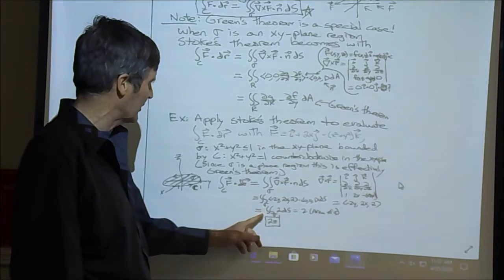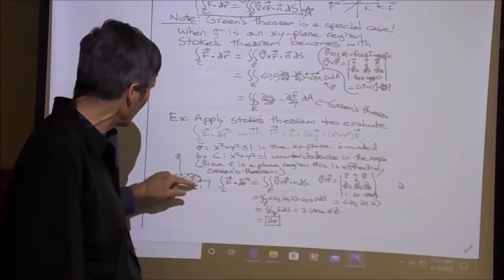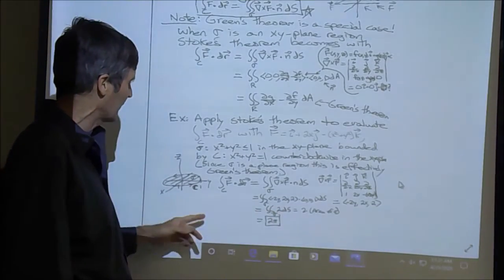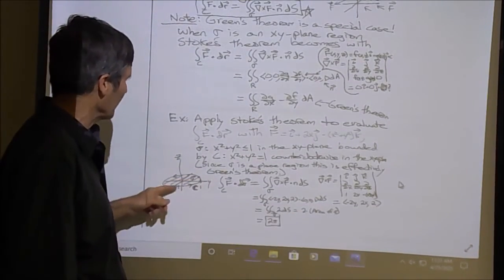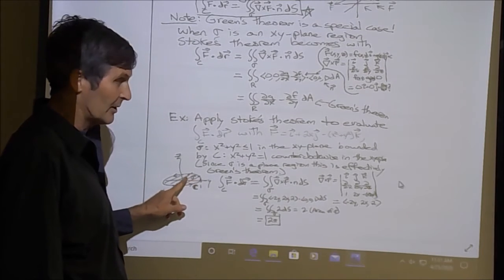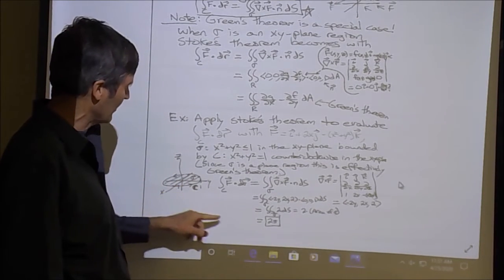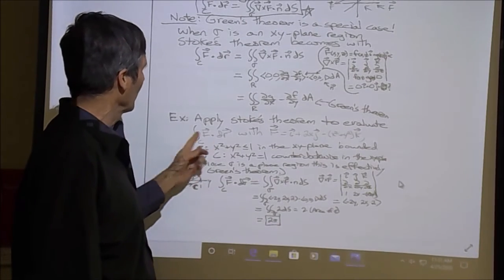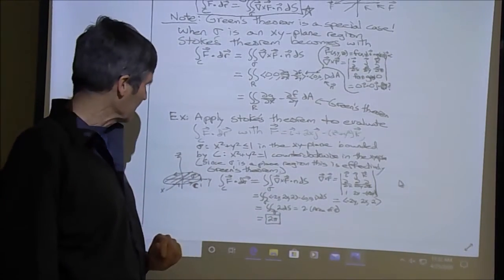Well, pull the 2 out. This is just twice the double integral over the surface, which you recall is the surface area, right? If you integrate 1 dS, you get the surface area. So this is twice the surface area. The area of a unit disk is pi times 1 squared, right? Pi r squared is pi, so we have 2 pi is the work around this closed curve.